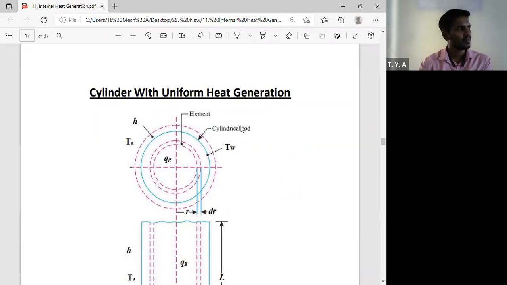सगळ्यामध्ये डेरिवेशनच आहे. Extended, second topic is extended surfaces. In that also derivations are there. In radiation also derivations are there. Only one chapter is theoretical, boiling and condensation. All remaining topics are with derivations and problems are there.